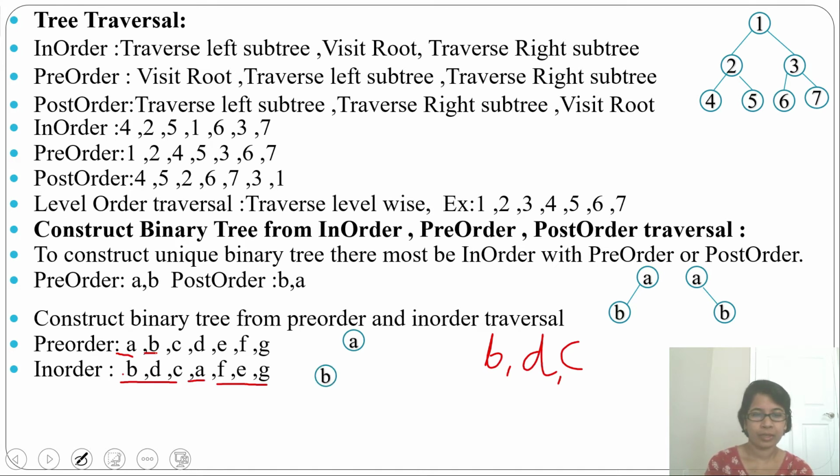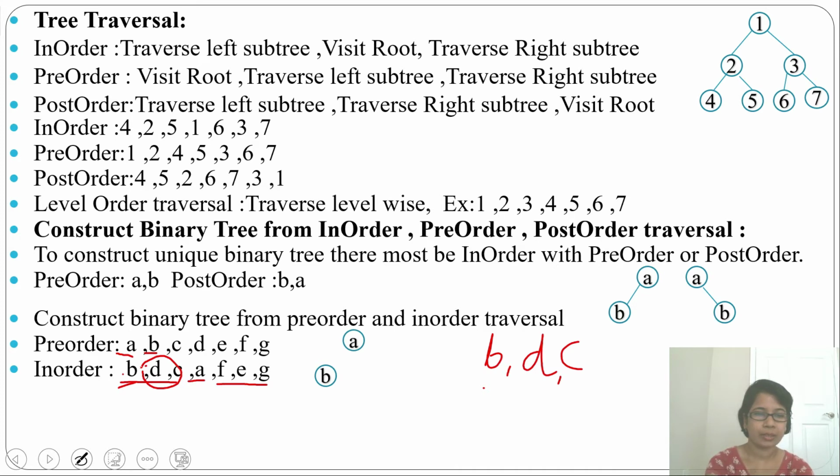I think you guys are clear. Just consider this as a tree, and from these three, check the pre-order. So now B is done. Now just check DC: whether it will be the left child of B or the right child of B. Check in-order. Here in in-order, DC is on the right side of B.